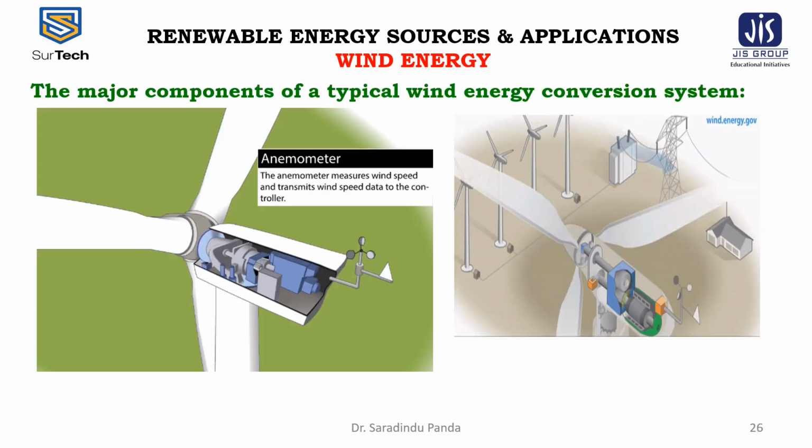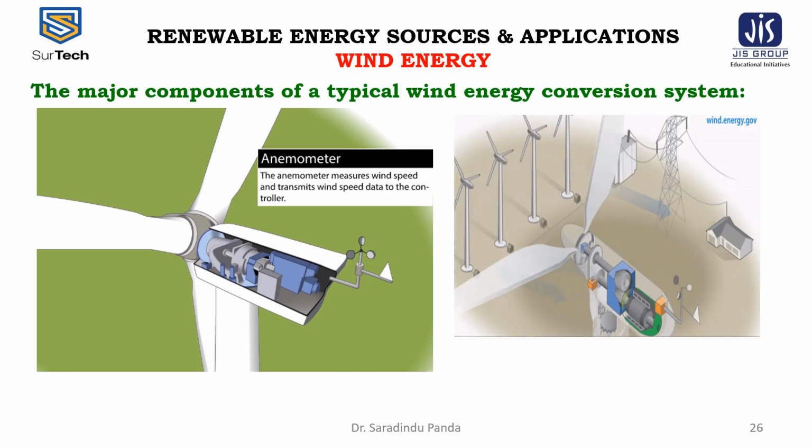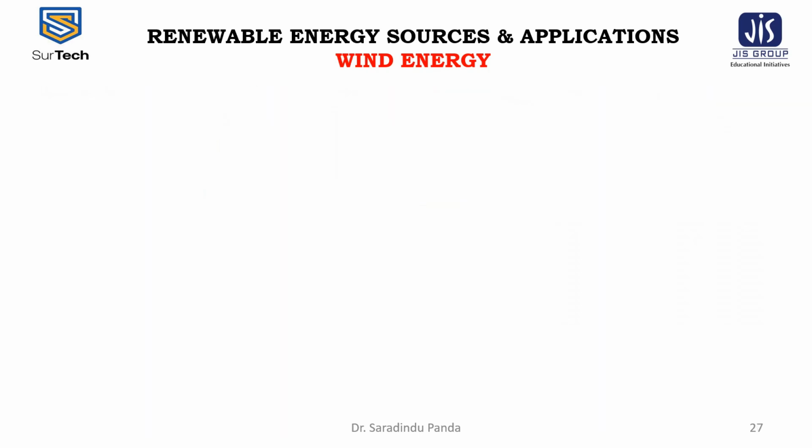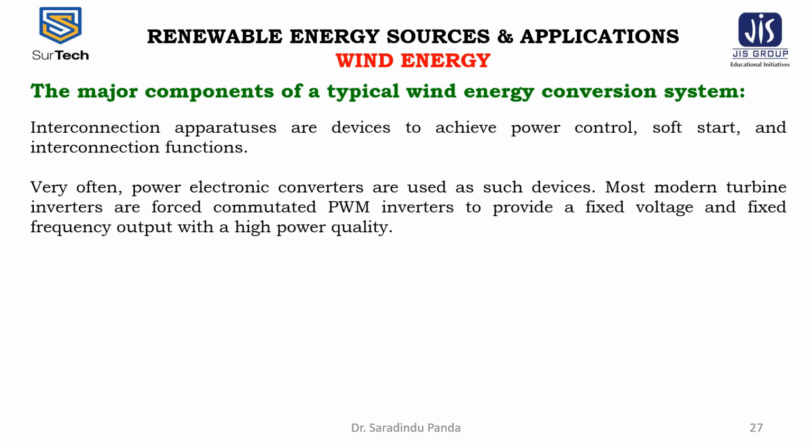Now the next component is the anemometer. The anemometer measures the wind speed and transmits the wind speed data to the controller. The interconnection apparatus are devices to achieve the power control, soft start and the interconnection functions. Various power electronic converters are used as such devices.